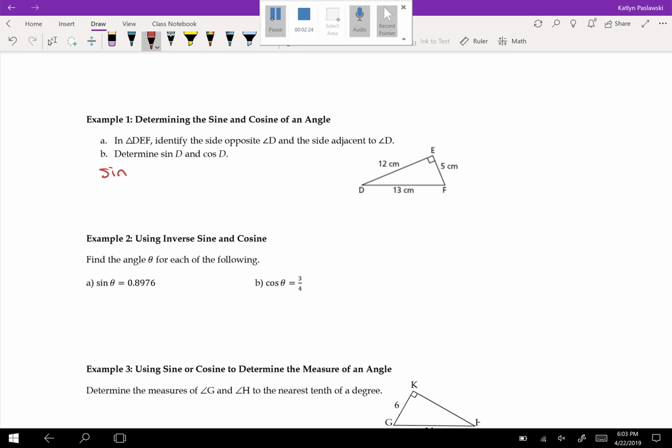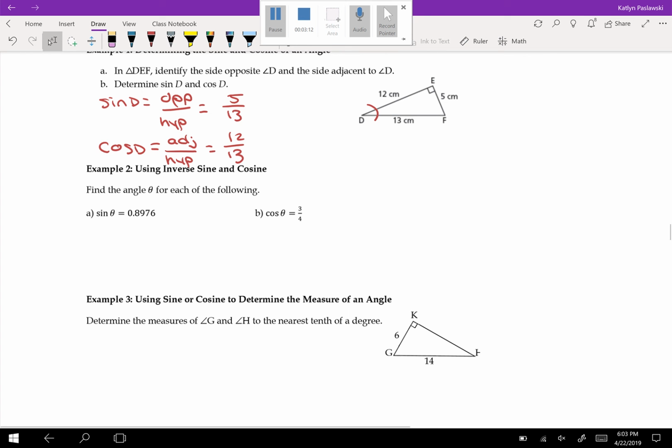So let's start. Sine D is equal to, so SOH, sine is equal to opposite over hypotenuse. So let's look at angle D. We have opposite over hypotenuse. In this case, it is 5 over 13. Now let's look at what the cos of angle D would be. Cos is adjacent over the hypotenuse. If we're looking at angle D, the adjacent is 12 over the hypotenuse, which is 13. So that's how we would set up the ratios.